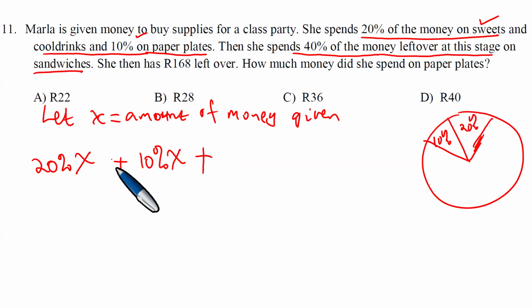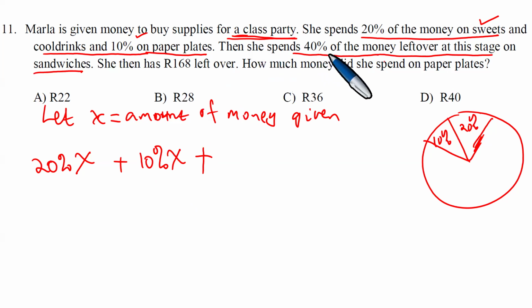Obviously, you understand that Mala wants to do a class party. In the class party, they want to eat a little bit of the sweets, and the sweets must be put on plates. The sweets cannot just be given on bare hands like that. All right, so we sort of get the logic here. You spend 20% on sweets, 10% on paper plates.